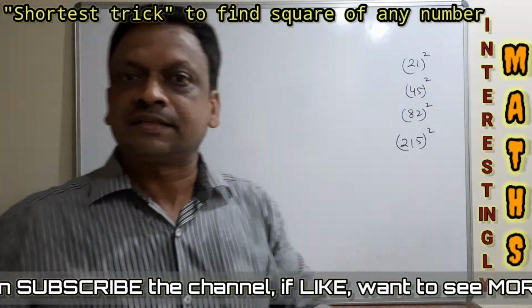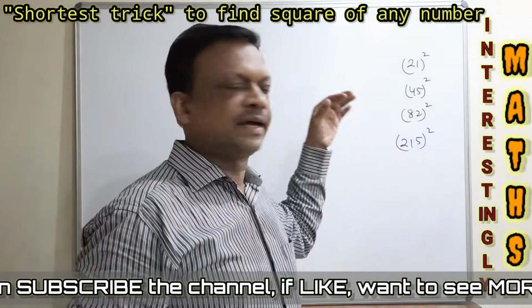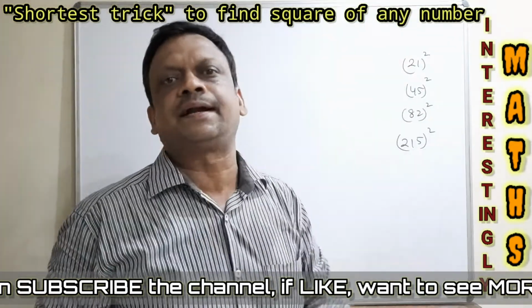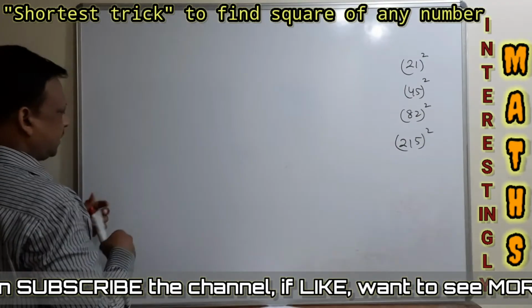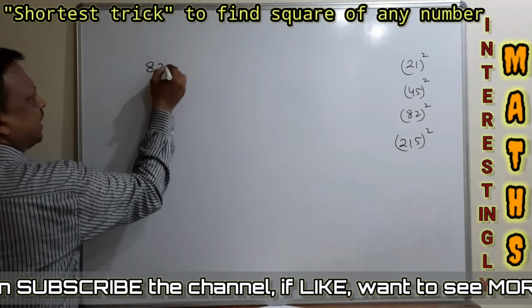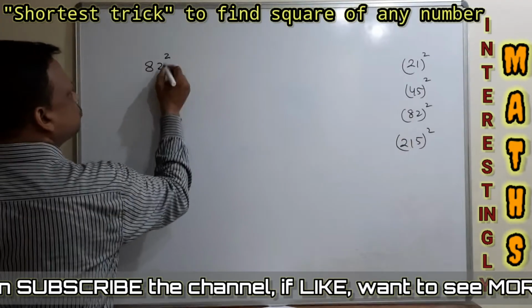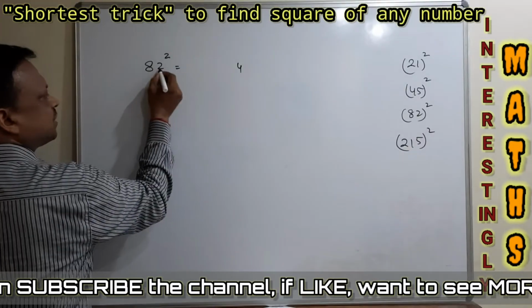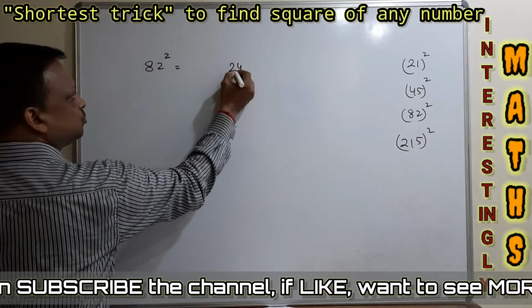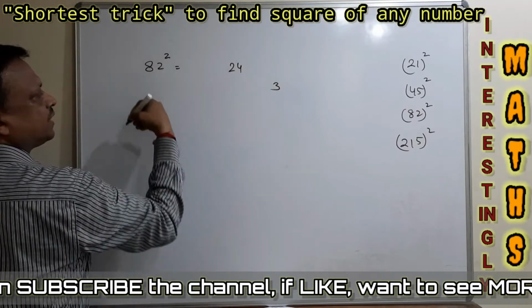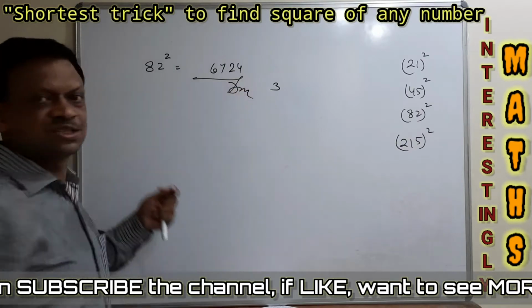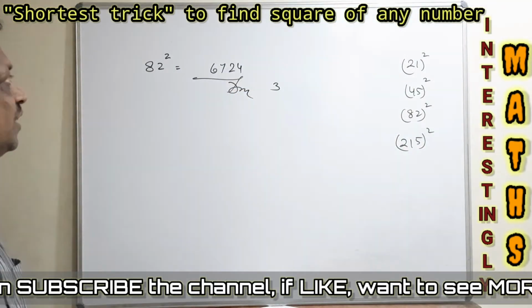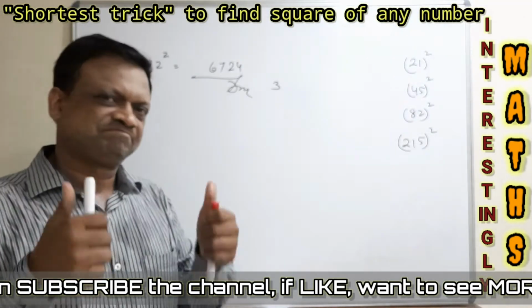So guys, now 82 square and 215 square, that is a 3-digit number's square. Okay, first 82 square, I'll do it. Check the time. 2 square is 4, 8 2s are 16 into 2 is 32, 3 is carry, 8 square is 64, 67 plus, and this is the answer. See the square of 82, you can check it out.